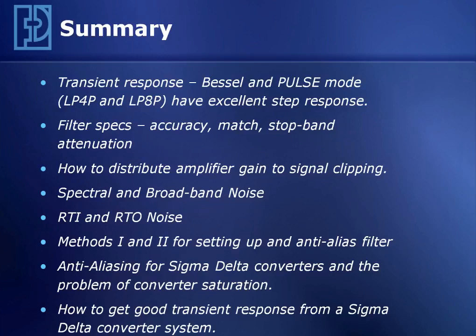Then we moved into a discussion on aliasing. We talked about two methods, method 1 and 2, for setting up the anti-aliasing filter. We specifically looked at a popular A to D converter that's used today, the sigma delta converter, and how to set up for anti-aliasing on that device. And the problem of converter saturation when you use such a simple single-pole low-pass filter for anti-aliasing. We talked about the problem of poor transient response when using a sigma delta converter and how to greatly improve the transient response using a front-end analog filter and oversampling that filter, where the transfer function then becomes dominated by that front-end analog filter.